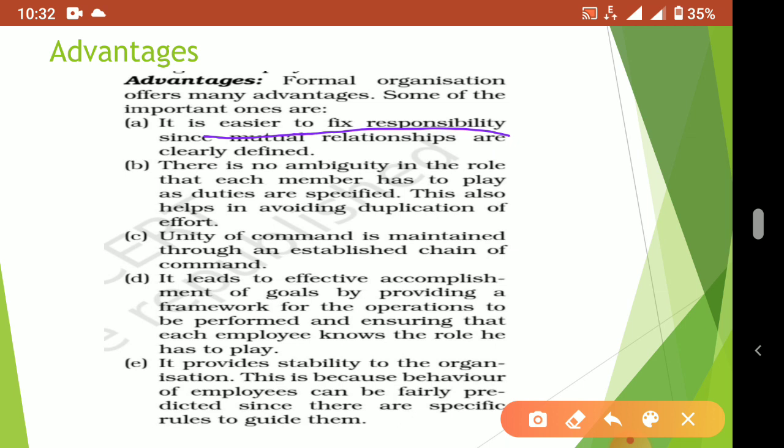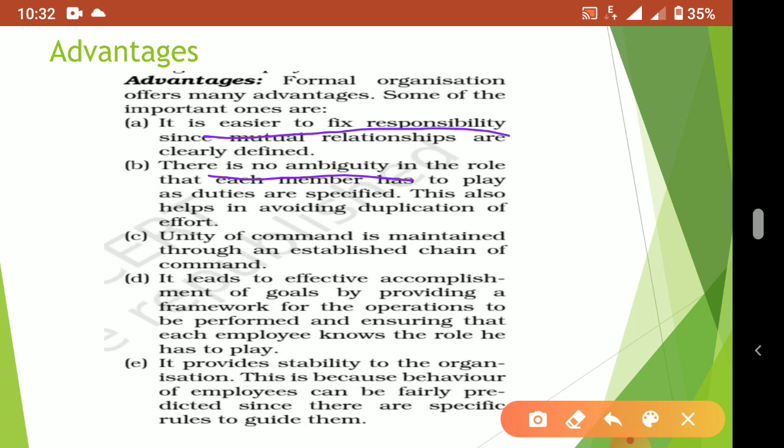So responsibility fixing is very easy. If you assign a work to one employee, you can ask that employee only. So that is very easy in a formal organization. Then there is no ambiguity. No ambiguity means no confusion on the role that each member has to play, as duties are specified. This also helps avoid a duplication of effort.